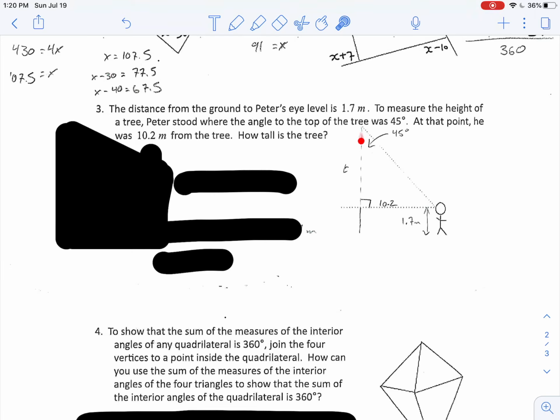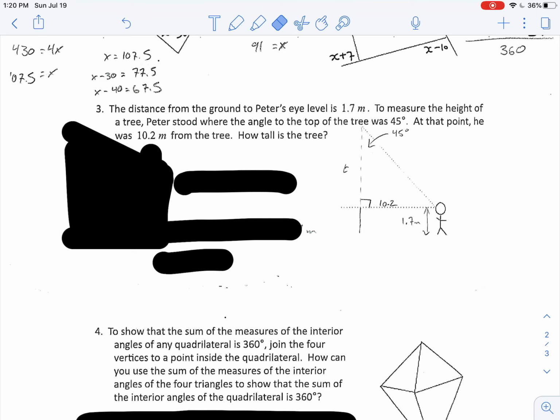Okay, so we have a bit of a diagram here. So this is Peter, and his eyes are 1.7 meters above the ground. He was looking at the tree so that the line of sight created a 45-degree angle with the top of the tree. So this is 45. Given the distance, we can assume this is a right angle. So now we're looking for the height of the tree in its entirety, not just from this point, but this whole thing, right? Because they're standing on the same ground.